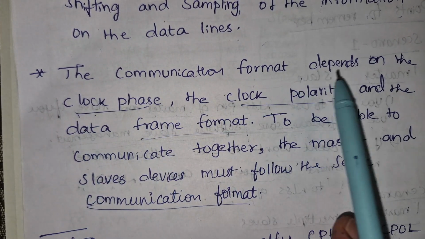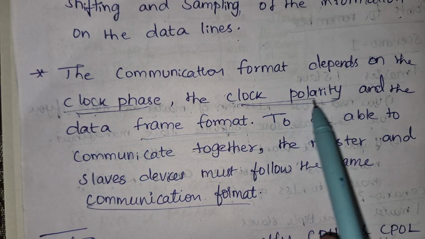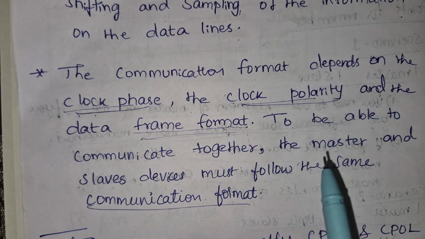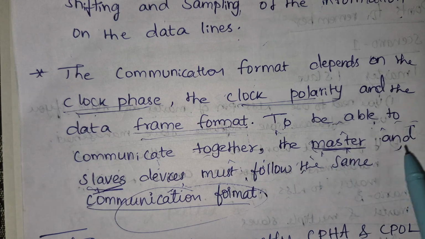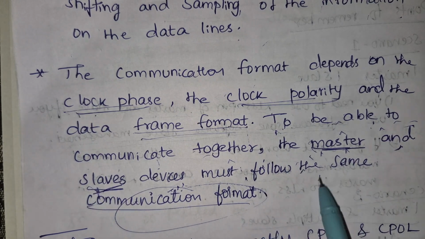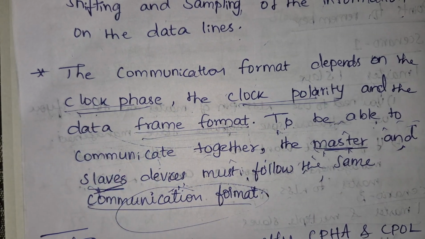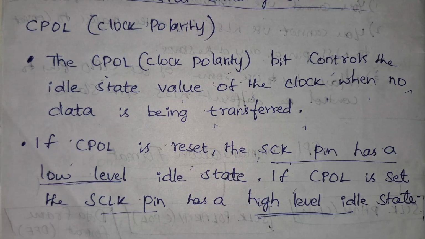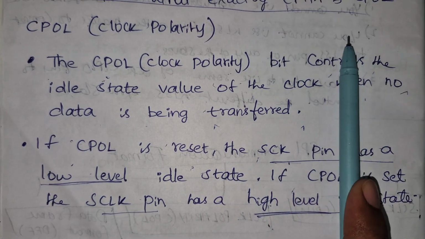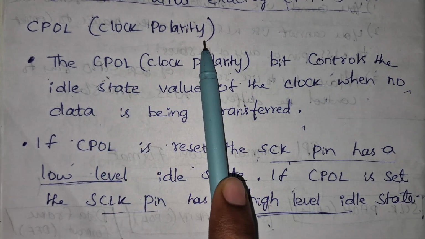The communication format depends on clock phase, clock polarity and data frame format. To be able to communicate together, master and slave devices must follow the same communication format. Now we will explore what exactly the clock phase and clock polarity are. First we will discuss clock polarity.